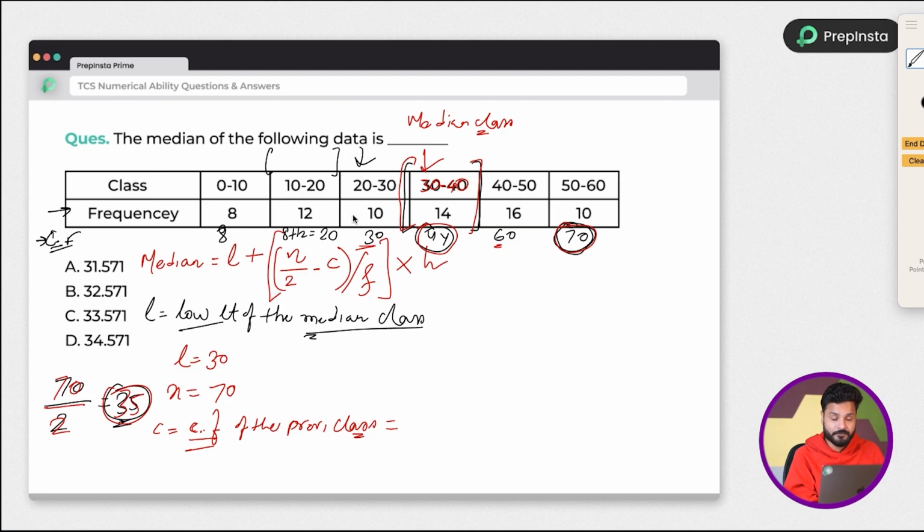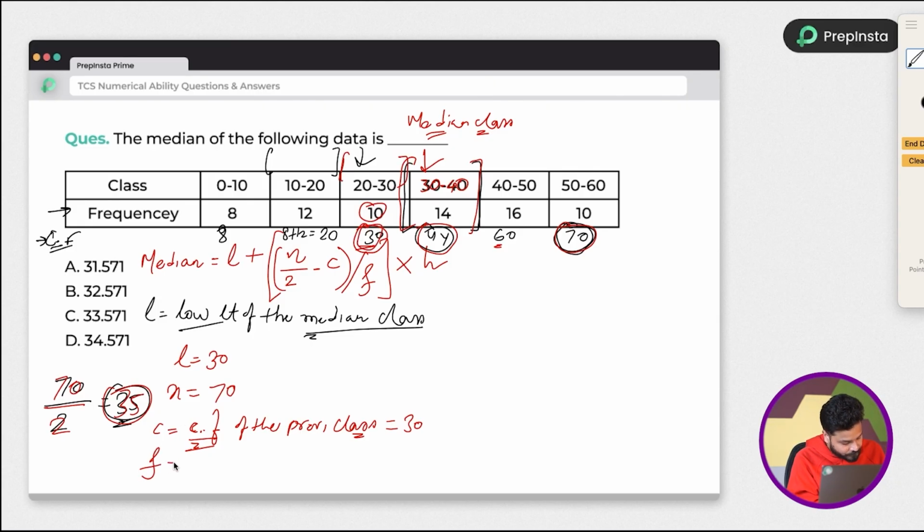What is the cumulative frequency here? If I say frequency of the class before the median class, that would have been 10. But I've said cumulative frequency of the class before the median class. So this 30 is the cumulative frequency of the class which is before the median class, right? So C is also 30. You got that, right? That's how elementary statistics is. C is basically the cumulative frequency of the previous class before the median class. So previous class before the median class is this. The cumulative frequency of this is 30.